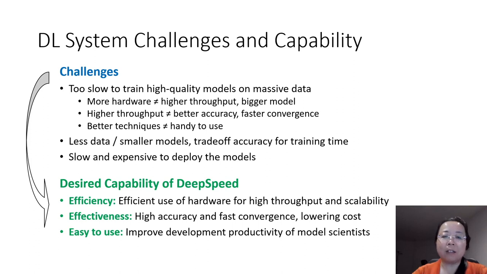We may all experience challenges of DL training and inference. For example, it's slow to train high-quality models on massive data. We constantly encounter problems like out-of-memory, low throughput, slow convergence. Furthermore, the optimization ideas and techniques are often scattered. How to use them collectively and conveniently is non-trivial. Similarly, performing inference on a trained DL model can be slow and expensive. All these motivate our work on DeepSpeed, directly targeting the challenges we observe, striving for three E's: efficiency for high throughput and scalability, effectiveness for fast convergence, and ease of use for improved development productivity.